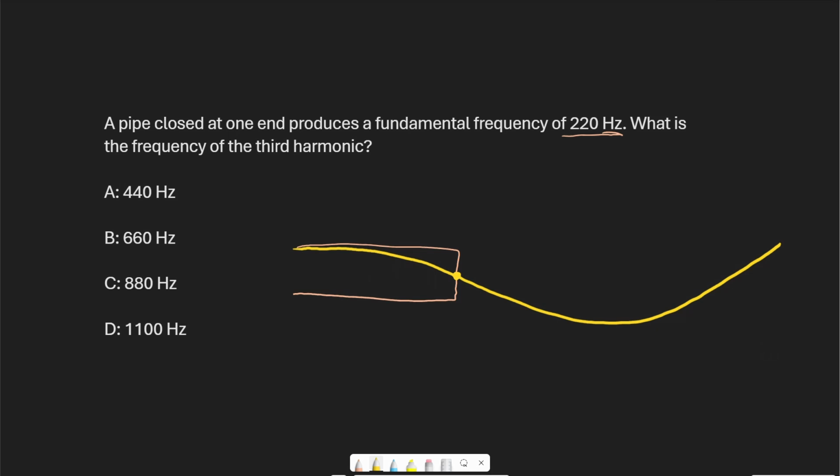Well, the third harmonic is going to have a frequency that's 3 times the frequency of the first harmonic, the fundamental frequency. Right? So it's just going to be 3 times 220 hertz or 660 hertz.